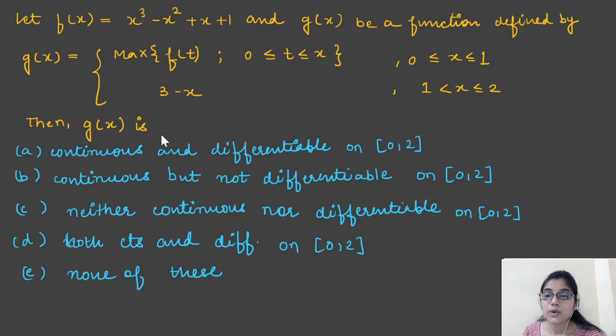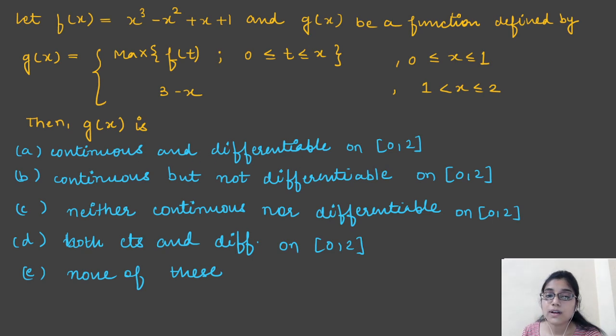So our question of the day 3 was: let f of x be x cube minus x square plus x plus 1 and g of x be a function defined by g of x equals max of f of t, when t is lying between 0 to x and x is lying between 0 to 1, and 3 minus x when x is lying between 1 to 2. So you need to find out whether this g of x is continuous or differentiable or both or neither continuous nor differentiable on this whole interval 0 to 2.